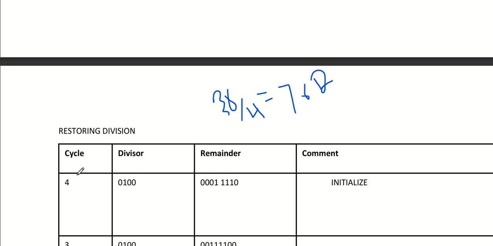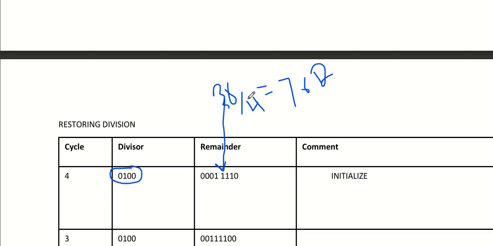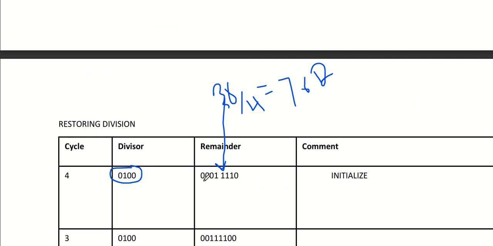So the first step we initialize, right? Now remember, 4 in binary is 0100, and the divisor, sorry, is 4, yes. And the dividend is 30, and 30 is this in binary. But remember, the algorithm said we should initialize the remainder register with what? We should initialize it with the dividend, right? And that's what we have done here. So you have initialized the remainder register with the dividend.